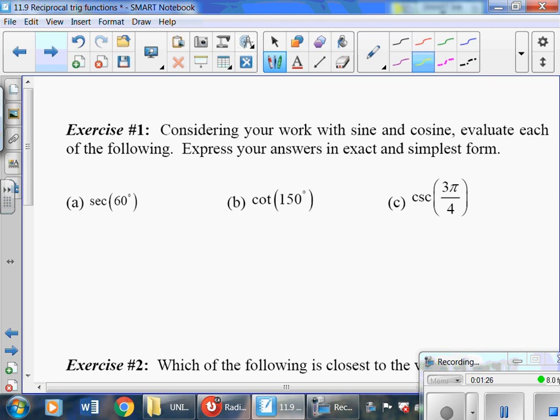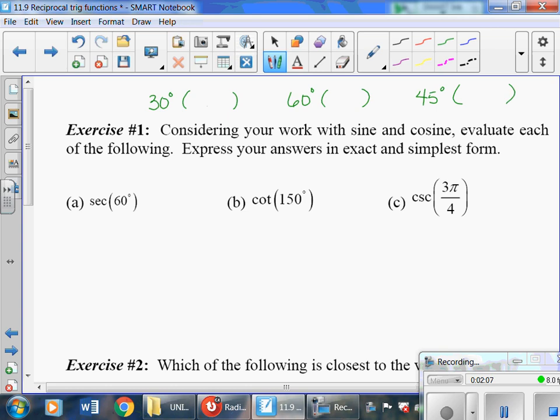Exercise 1 says, considering your work with sine and cosine, evaluate each of the following and express your answers in exact and simplest form. If they're talking about exact and simplest form, we know that we are talking about using our special angles. So what I like to do first is go to the top and say, well, I know I have 60 here. So let's think about what 30 degrees is and what that point is, what 60 degrees is and what that point is. And the other one is 45 degrees. I don't know if we need that, but we'll put that one in too.